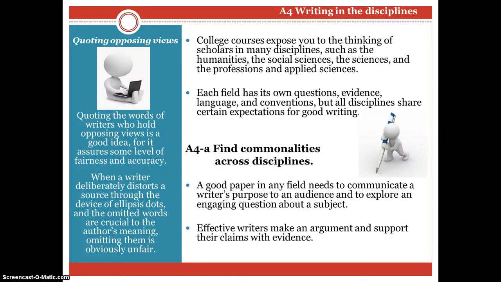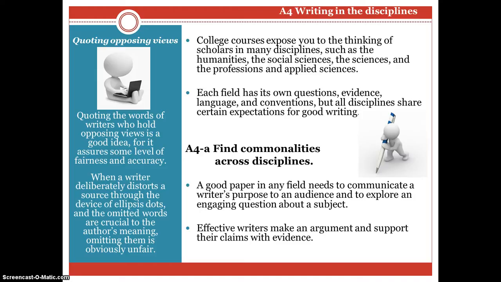Writing in the disciplines: quoting opposing views. Quoting the words of writers who hold opposing views is a good idea, for it assures some level of fairness and accuracy. When a writer deliberately distorts a source through the device of ellipsis dots, and the omitted words are crucial to the author's meaning, omitting them is obviously unfair.